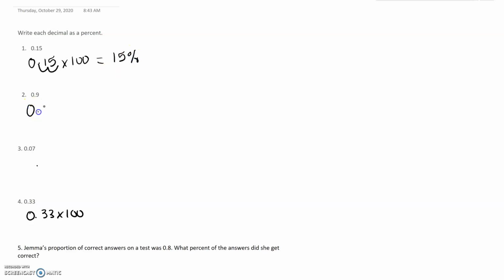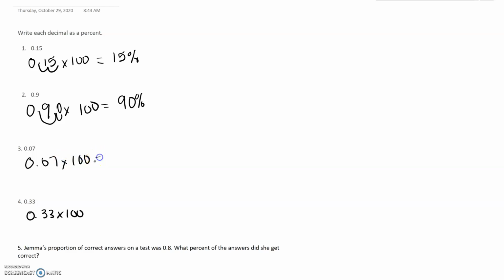So then if I have 0.9 times 100, all right, I'm still moving it 2 places to the right. If I do times 10, it's 1, times 100 is 2, times 1,000 is 3. It's how many zeros you have. And so if I move it once, I have to move it again. That means I have to add a 0. So 0.9 is 90%. I could also do it 0.07 times 100.